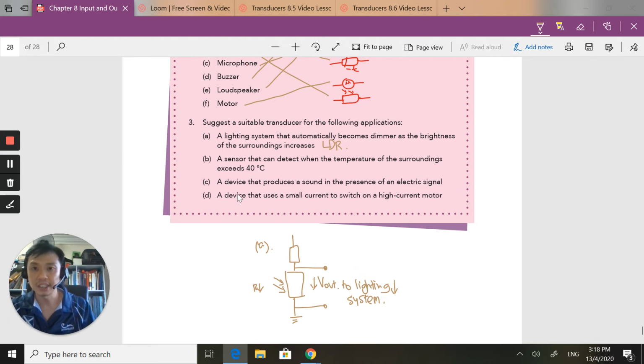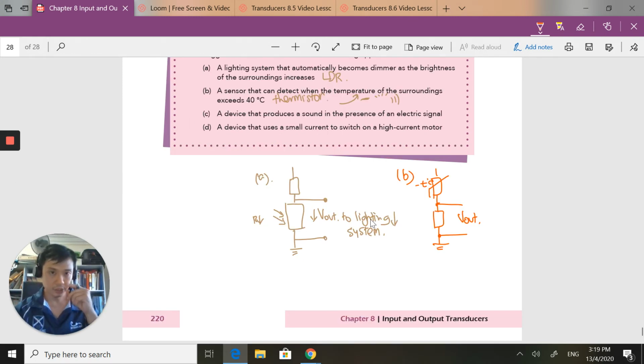Let's look at part B: a sensor that can detect when the temperature of the surroundings exceeds 40 degrees. I'm thinking of using a thermistor. Now, how am I going to hook up the thermistor when the temperature is going higher and higher, and above a certain point I have a warning, whether it's a light or a sound system? Think about it. I'm going to pause the video here.